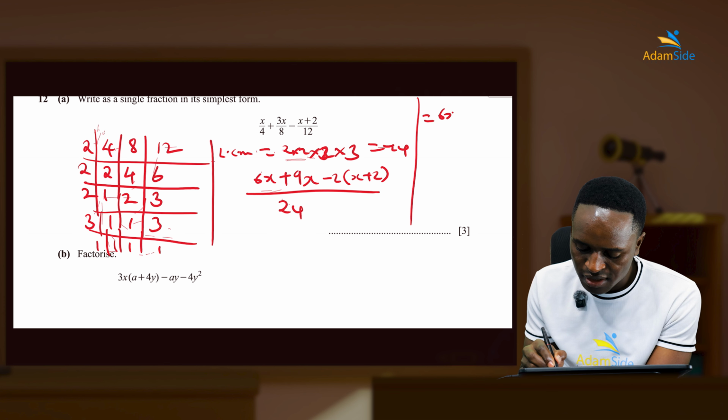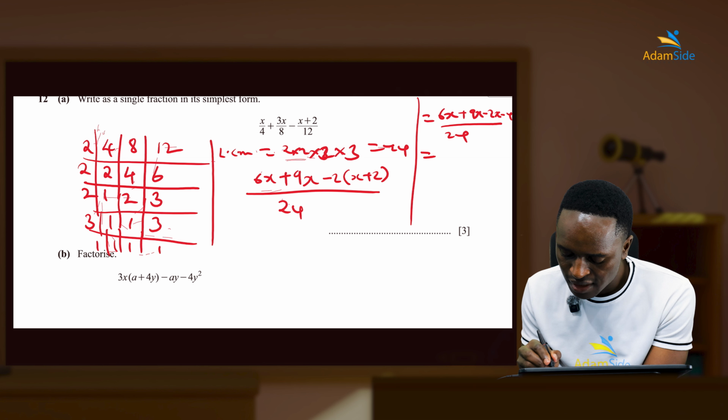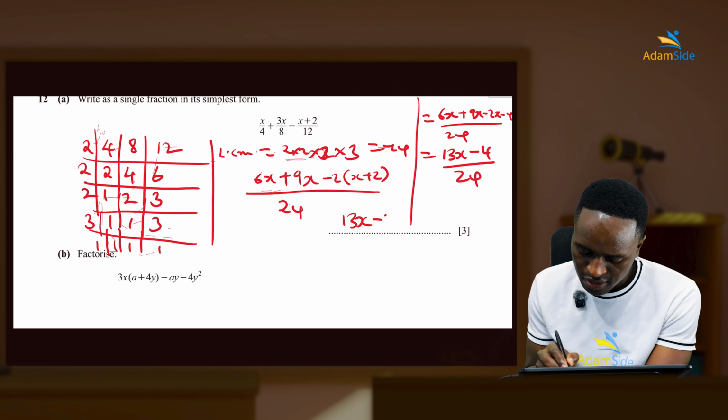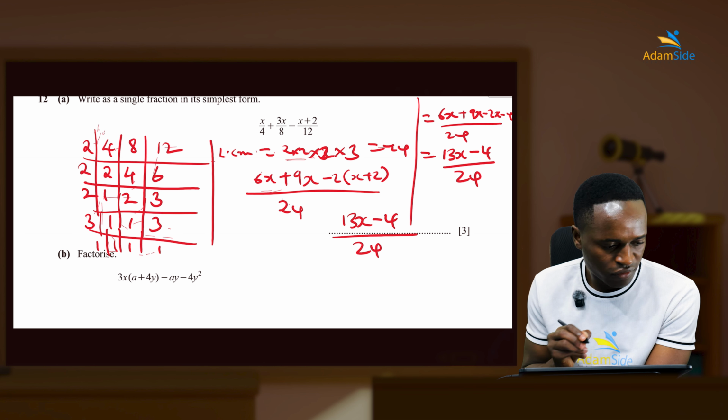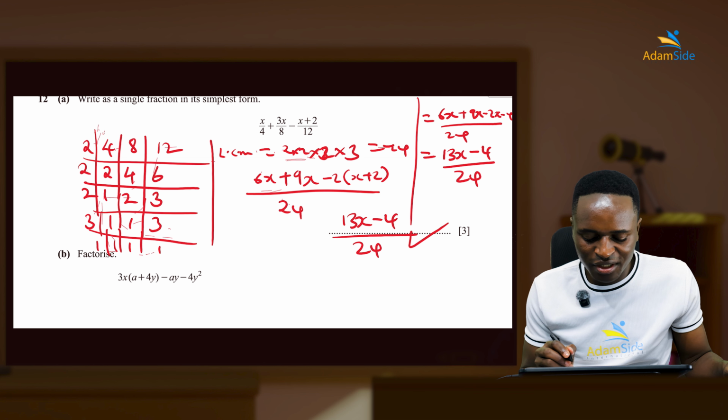So collect the like terms. You see 6x plus 9x minus 2x, negative 2 times x, negative 2 times 2 is minus 4, over 24. So 6x plus 9x is 15x. 15x minus 2x is 13x. So 13x minus 4 over 24. Yeah, that's it. That's the answer. Imagine you get your 3 marks.